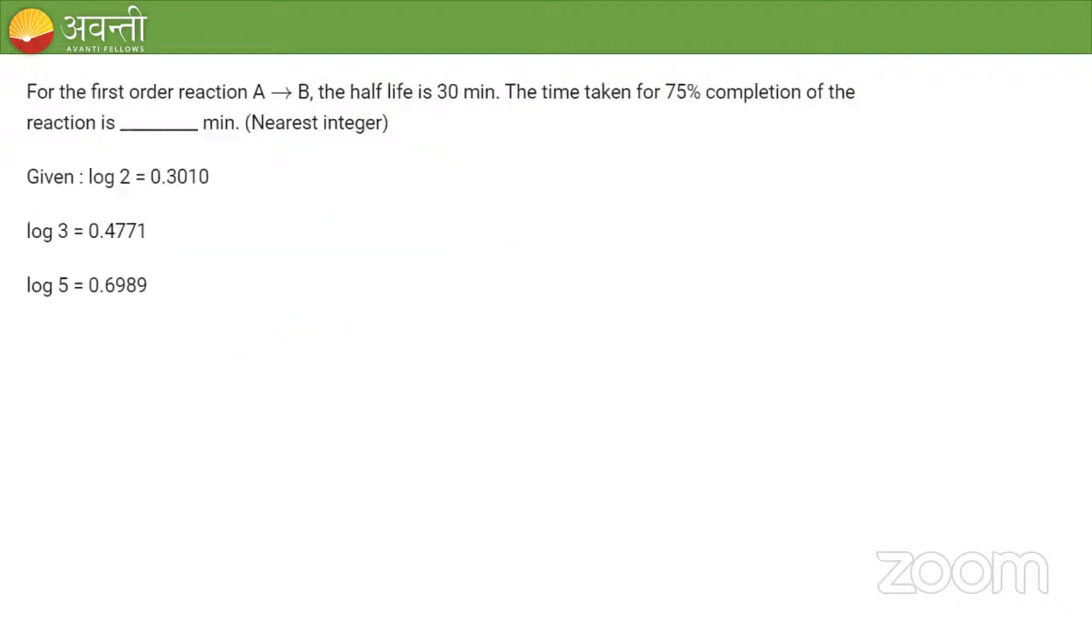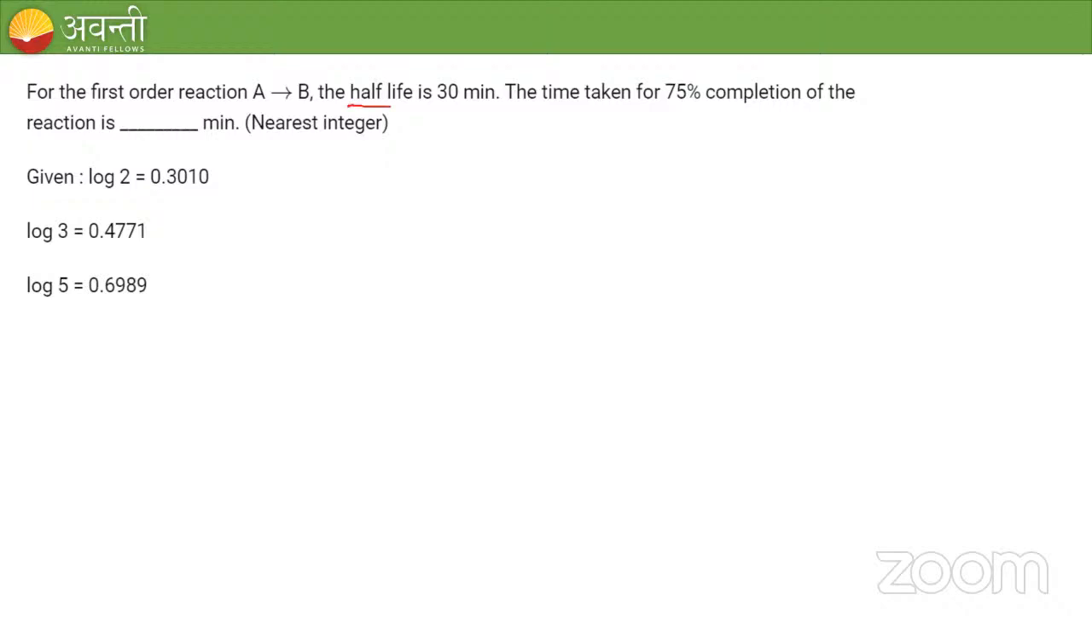For the first order reaction A giving B, the half-life is 30 minutes. The time taken for 75% completion of the reaction is. Log values are given for something. So we have to find out the time taken for the 75% completion. So how to find out?